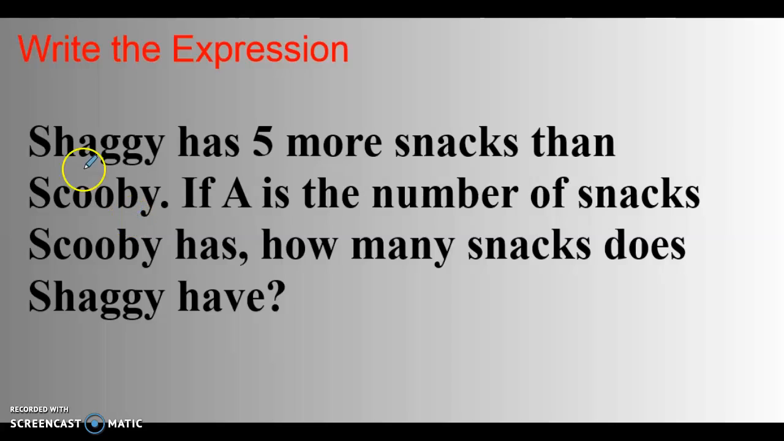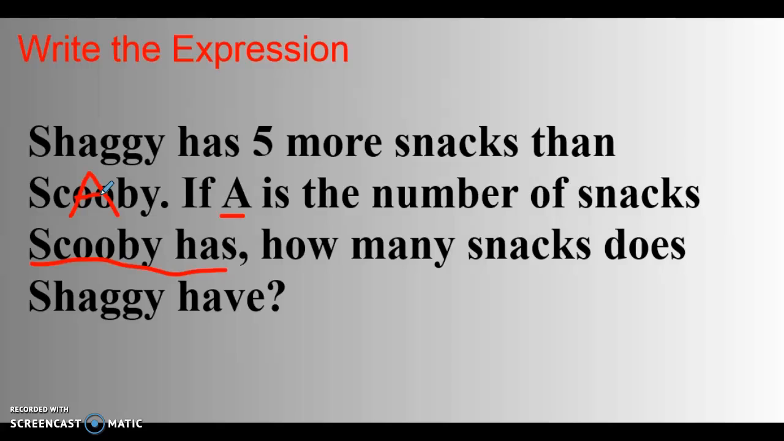So we're going to be representing that sentence with an algebraic expression. It tells us which variable to use. It says if A is the number of snacks Scooby has, then how many snacks does Shaggy have? So A is the number of snacks Scooby has. So I'm going to put an A on Scooby. That's saying, well, we don't know how many Scooby has. It's an unknown, so we're using the variable A to represent how many he has.